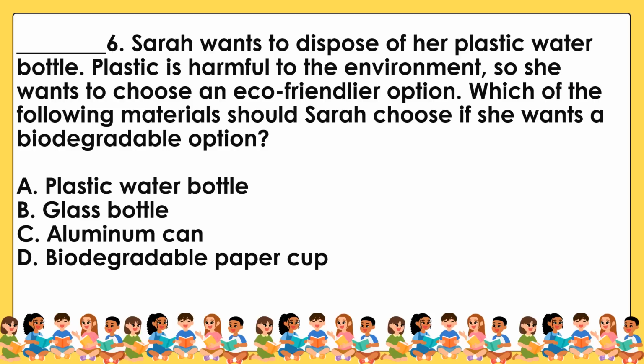Number 6. Sarah wants to dispose of her plastic water bottle. Plastic is harmful to the environment, so she wants to choose a more eco-friendly option. Which of the following materials should Sarah choose if she wants a biodegradable option? A. Plastic water bottle, B. Glass bottle, C. Aluminum can, or D. Biodegradable paper cup? The correct answer is letter D. Biodegradable paper cup.